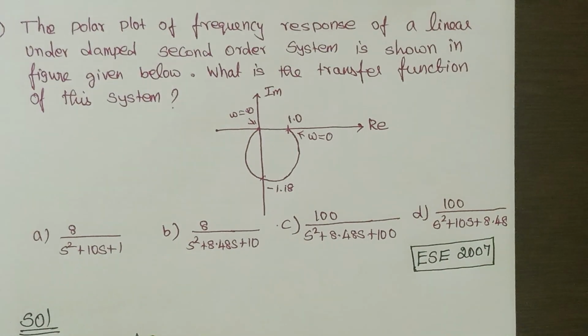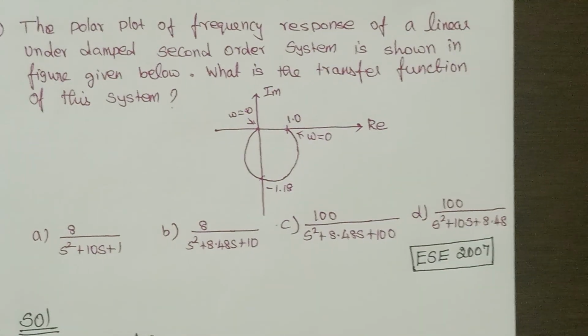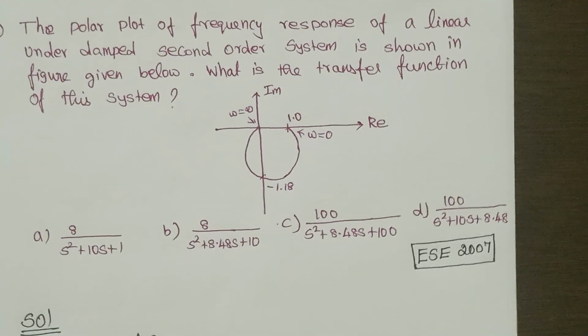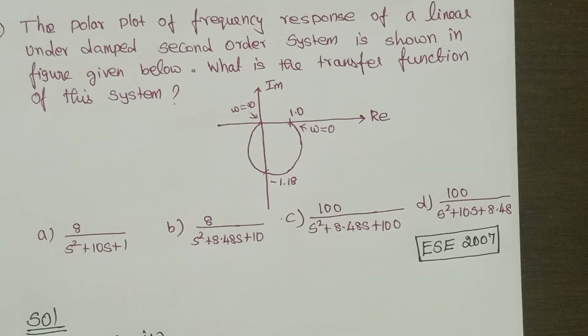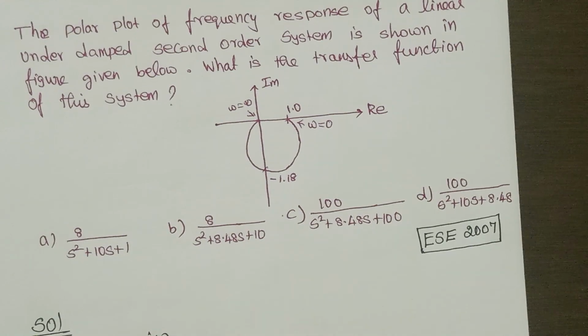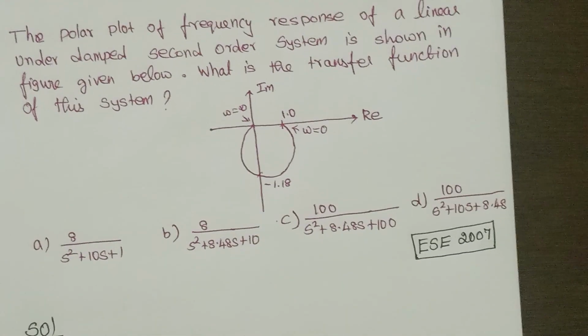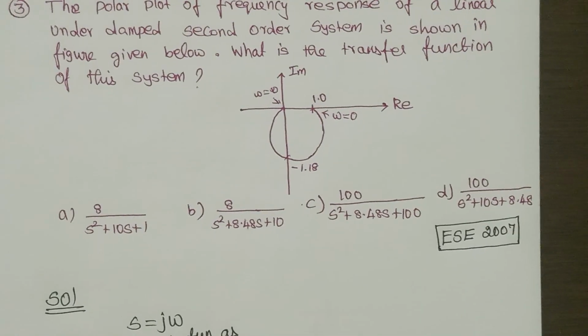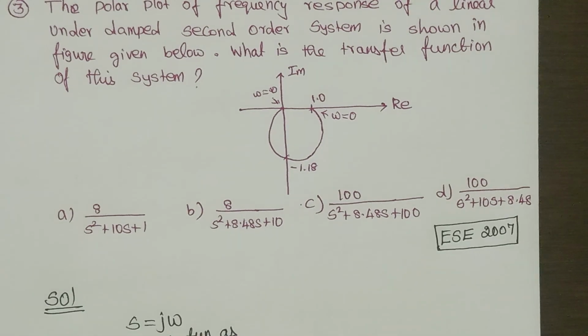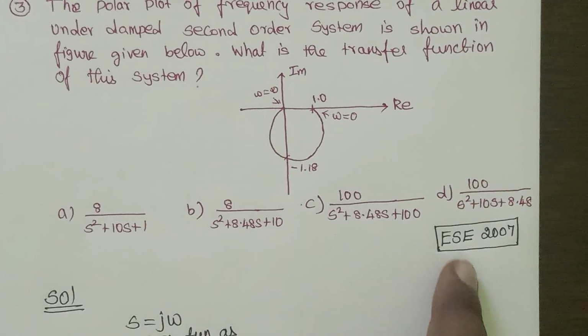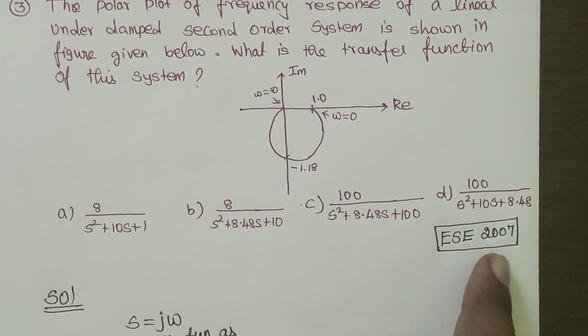the polar plot of frequency response of a linear underdamped system is shown in the figure. What is the transfer function for the system? Here the polar plot is given directly, so we need to find the transfer function corresponding to that plot. This was previously asked in IES, Engineering Service Examination 2007.